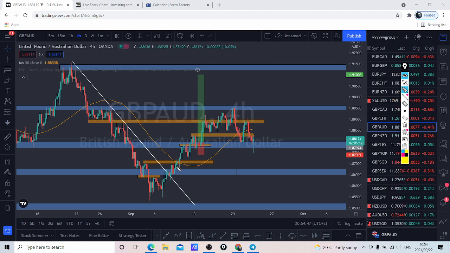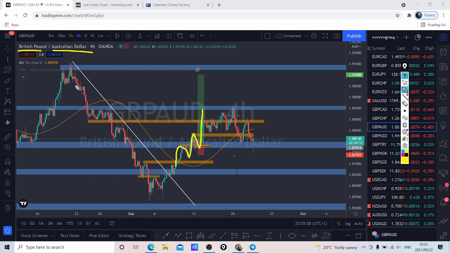But previously, I was looking for buys, because the GBP at that time was buying, and the Australian dollar at that time was selling. So if you mix a strong currency with a weak currency, that's when you're gonna find a trade. That's when you're gonna see a trend.